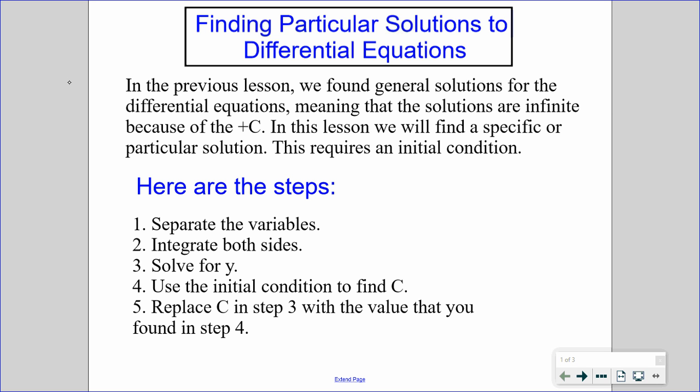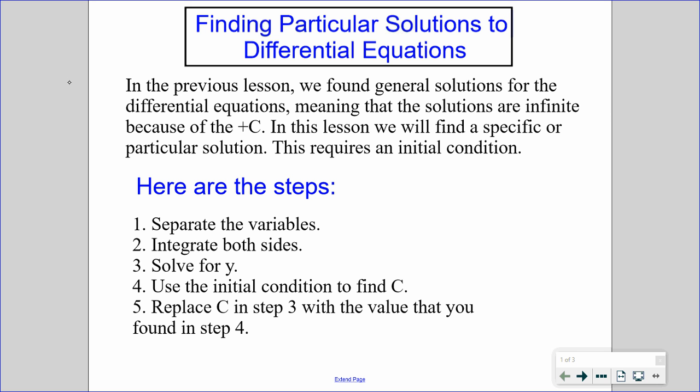If we are given an initial condition, which is really just an ordered pair, a point on the graph of the original function, then we are actually able to solve for c. And if we can solve for c, then we have found what we call the particular solution. So here are the steps that you're going to follow.